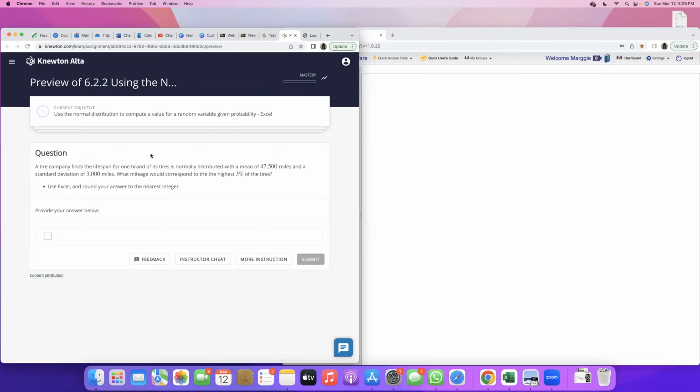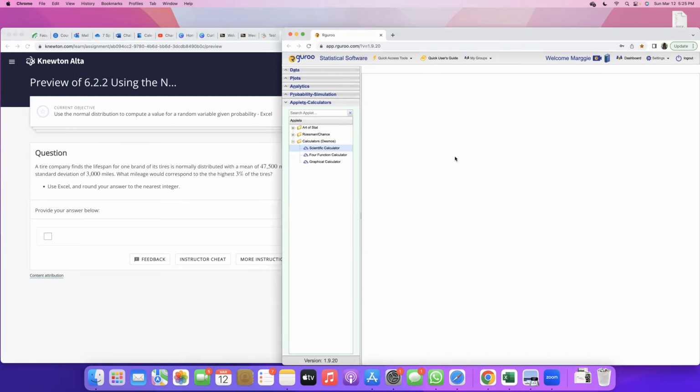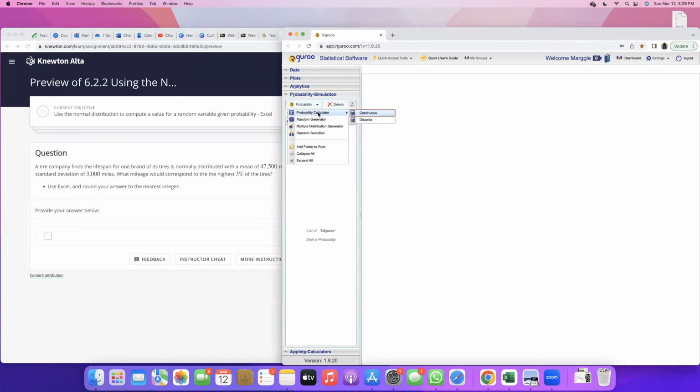I have problems from your homework from Newton Alta here, and then I have RGuroo opened, and I hope that I'm sharing my screen. I think so. All right. So in RGuroo, you need to go to the probability simulation tab. You go to probability, the same area we were working in for chapter 4. You go to probability calculator.